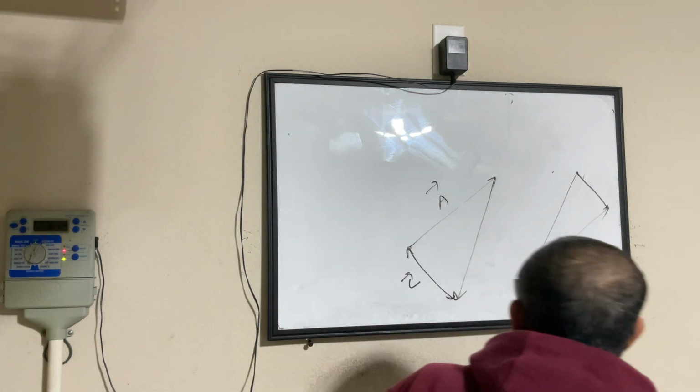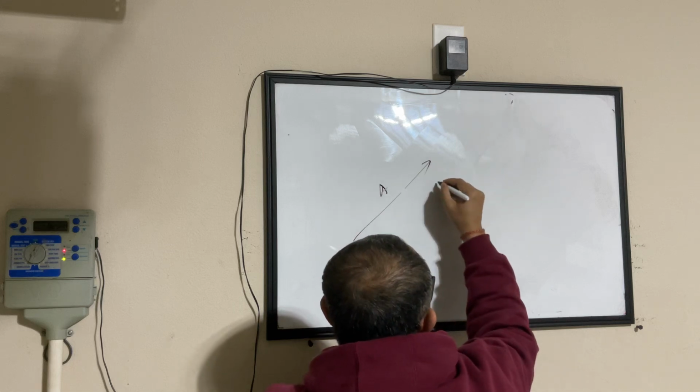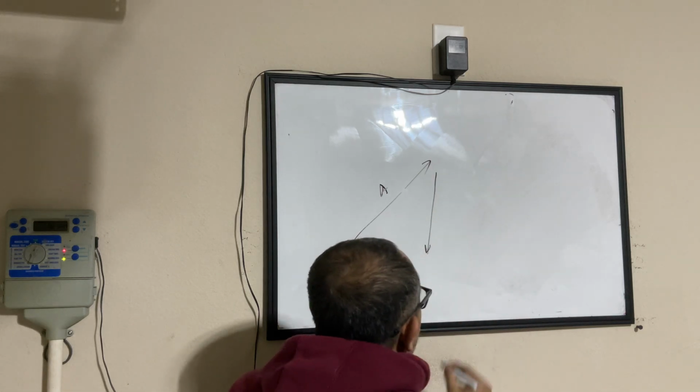Now, what the parallelogram rule says is that you can add the vectors. Let's say this is your vector A, and I promise I will not delete them. This is vector B. Okay.